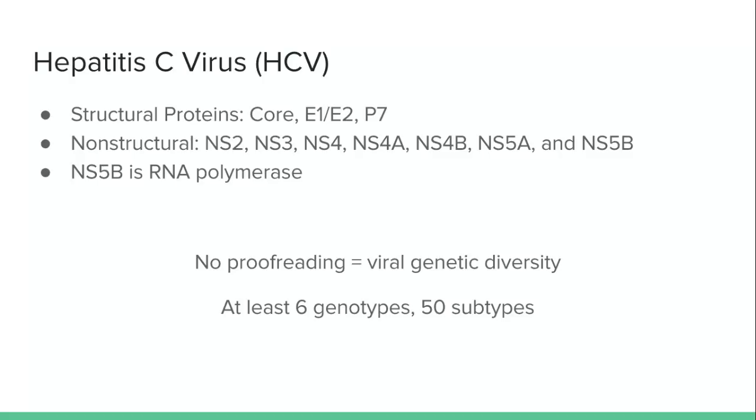Being a viral RNA polymerase, it has no proofreading mechanism, so that's going to lead to a very large increase in genetic diversity. With that increase in diversity comes at least 6 genotypes, some papers say 7, and around 50 subtypes of hepatitis C virus. And these genotypes are higher specifically in different regions of the world. So type 1 is much higher in Western Europe and the United States. Type 3 is higher in Africa. Type 6 is much higher in the Pacific Islands and Asia. And these are all due to different pressures and environmental changes.